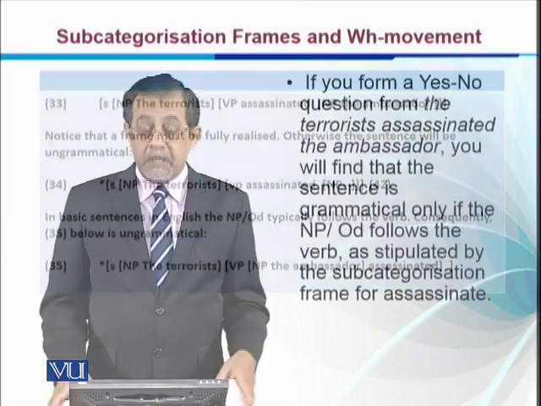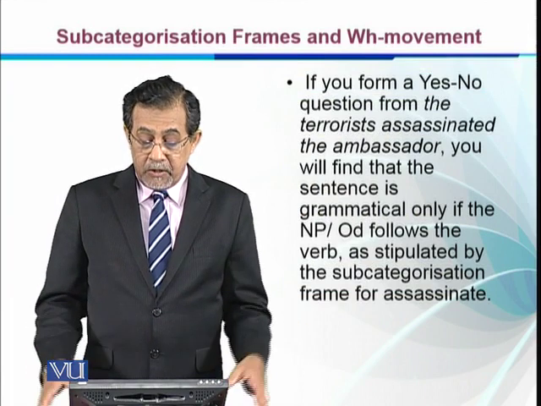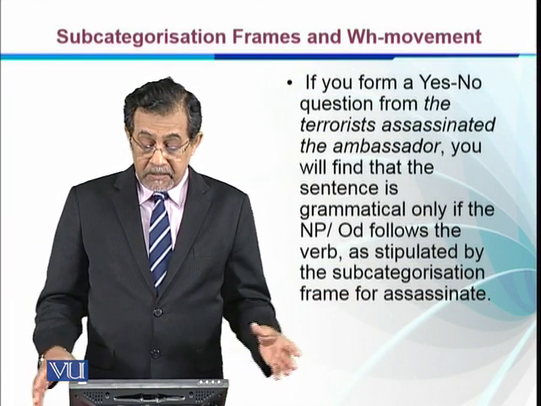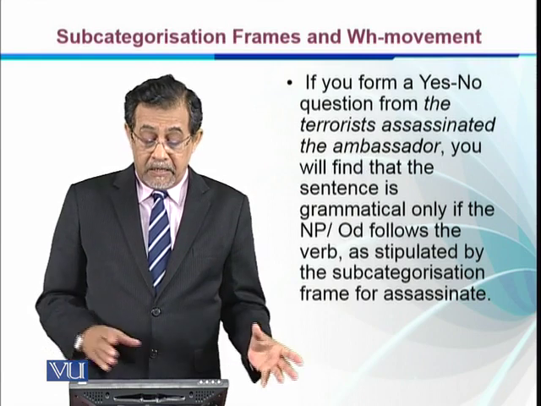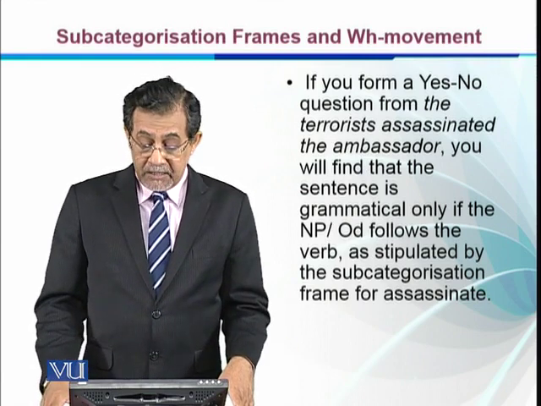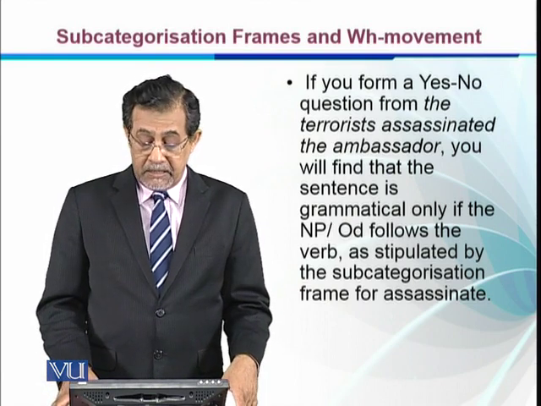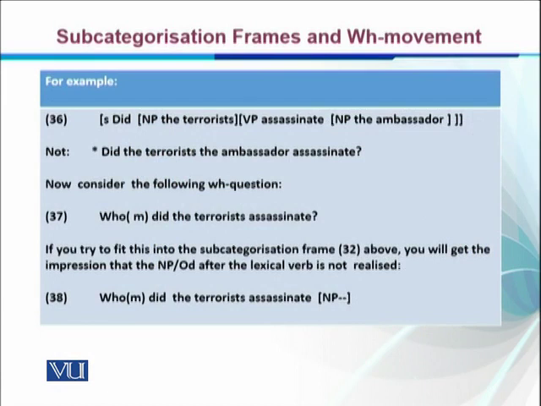So if you form a yes-no question from the terrorist assassinated the ambassador, you will find the sentence is grammatical only if the noun phrase, which is a direct object, follows the verb as stipulated by the subcategorization frame for assassinate. So, did the terrorist assassinate the ambassador? Did the terrorist the ambassador assassinate? That is not possible.